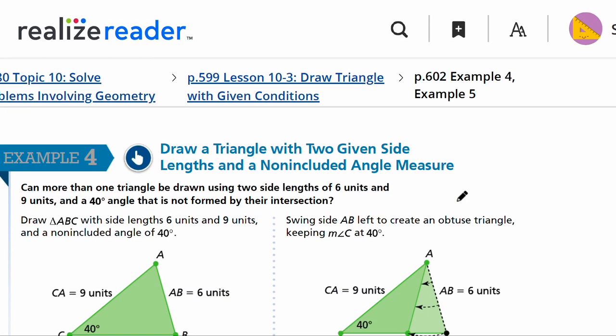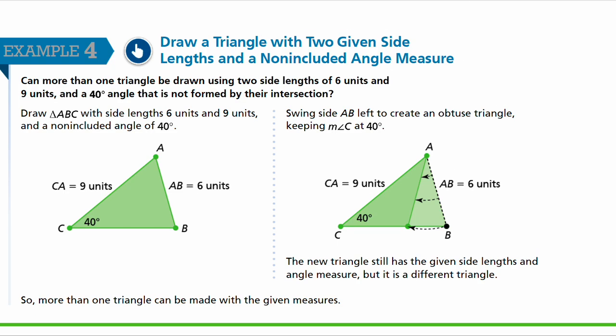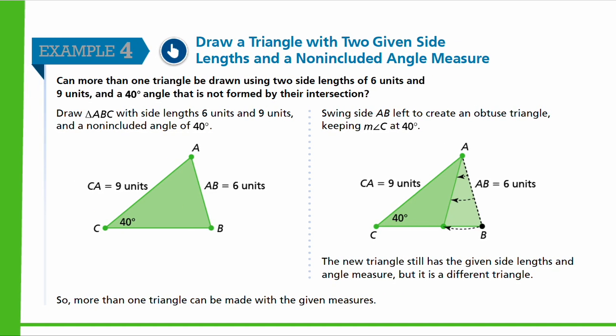Okay, let's look at example 4. Draw a triangle with 2 given side lengths and a non-included angle measure. Can more than one triangle be drawn using 2 side lengths of 6 units and 9 units and a 40 degree angle that is not formed by their intersection? So draw a triangle ABC with side lengths 6 units, 9 units, and a non-included angle of 40 degrees. So the included angle is this one. The non-included angle is 40 here or 40 here. We just chose this one.